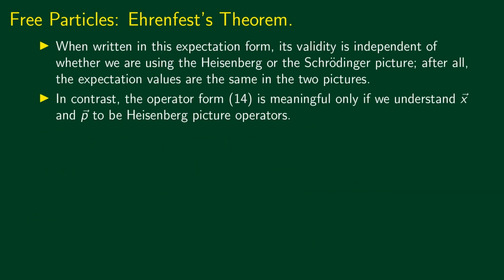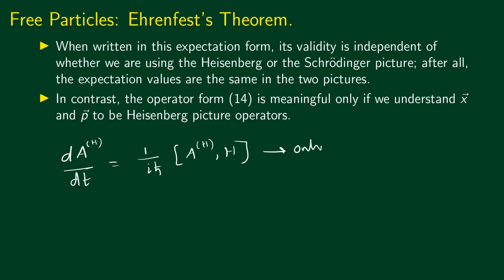Okay. So we had the Heisenberg equation of motion, dA_H/dt for the Heisenberg picture operator is equal to 1 divided by iħ, the commutator of A_H with the Hamiltonian. This is valid only in the Heisenberg picture, right? This equation is valid only in the Heisenberg picture because the operators evolve only in the Heisenberg picture, not in the Schrodinger picture. All right. So this is only in the Heisenberg picture.